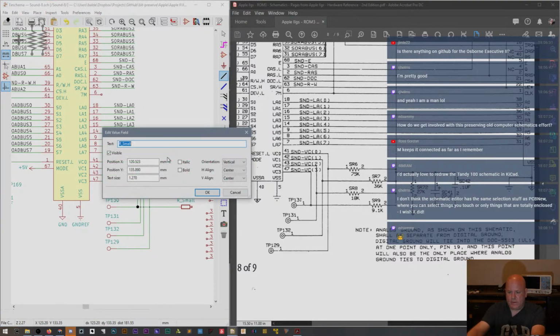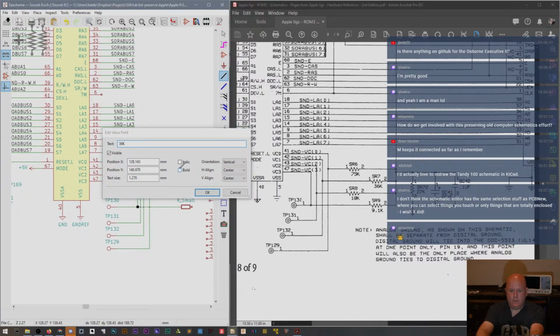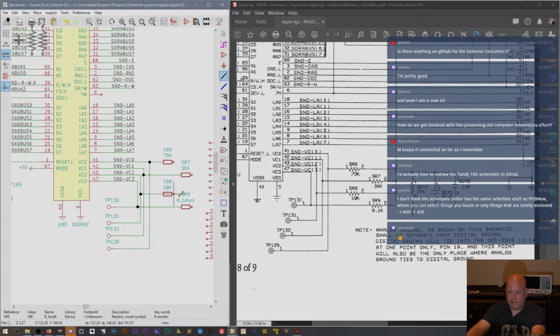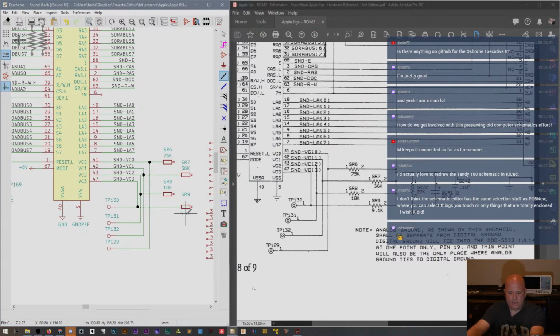All right, and then the value 75K, 36K, 18K, 9.1K. And I'm gonna kind of copy the way that they did this because I think that looks nice and clean. There we go. Look at that. That's looking really good. I'm pretty happy with that. So 75, 36, 18, 9.1, 9876.